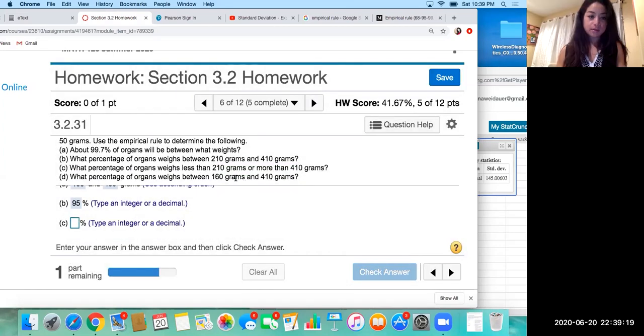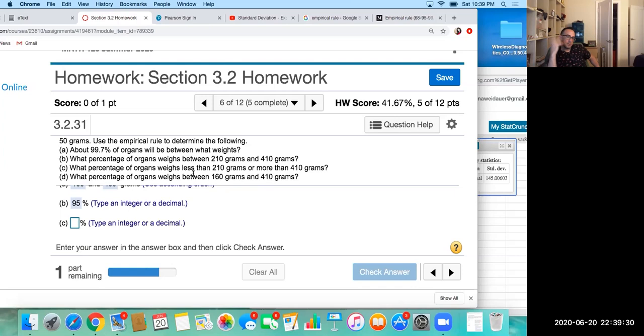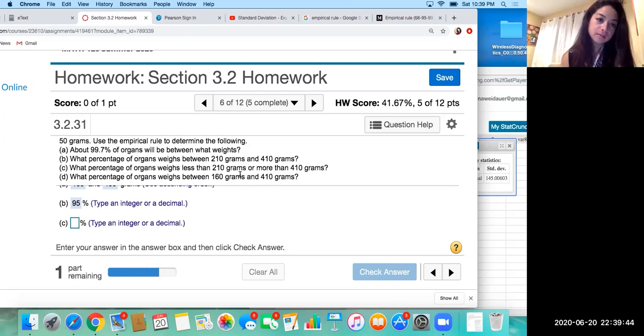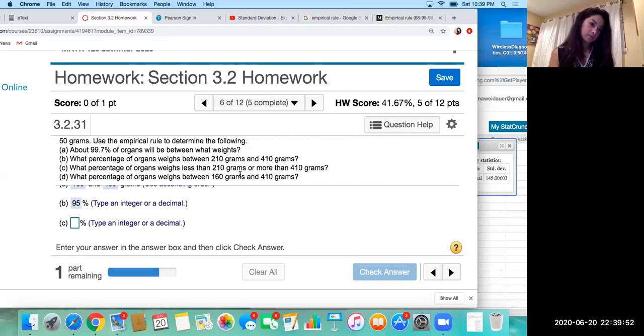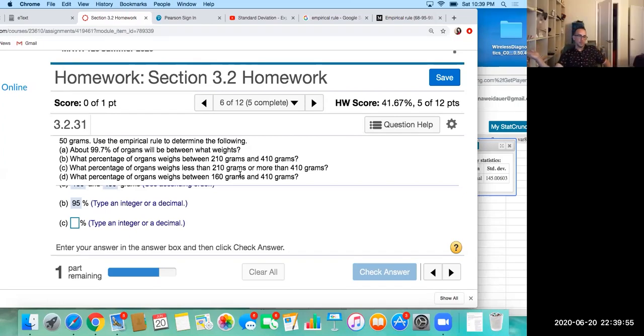And then C, the integer organ less. 5%. That will be 5% because it's the opposite of 95. Because it says less than 210 or more than 410. Now think of that normal curve, that bell-shaped curve. On the inside, 95%. So if on the inside is 95, then on the outside has to be 5. Because 5 plus 95 is 100. So the answer to C would be 5. Does that make sense? Because you just subtract from 100.